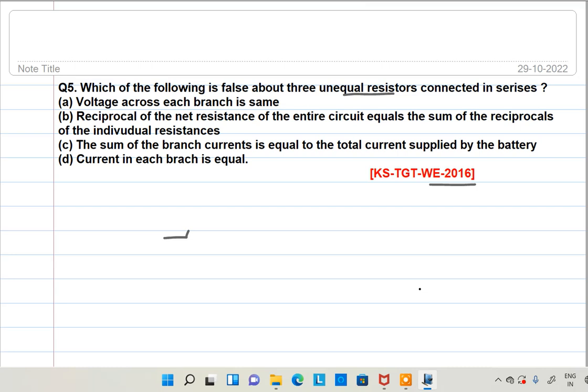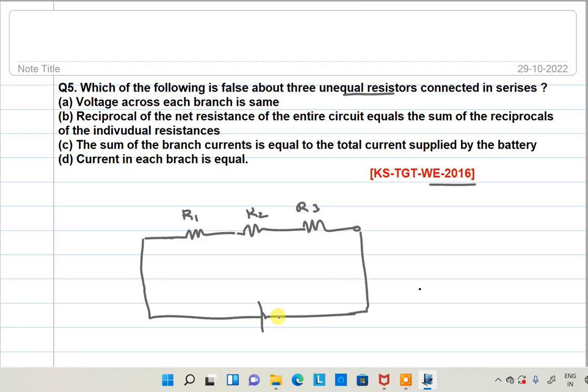That means here R1, R2, R3, three unequal resistors connected in series. The first option says the voltage across each branch is the same. Here V1, here V2, here V3. That means the voltage across each branch is not the same. This statement is wrong.